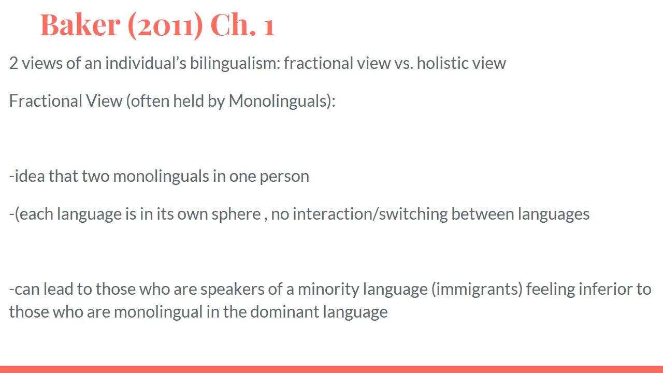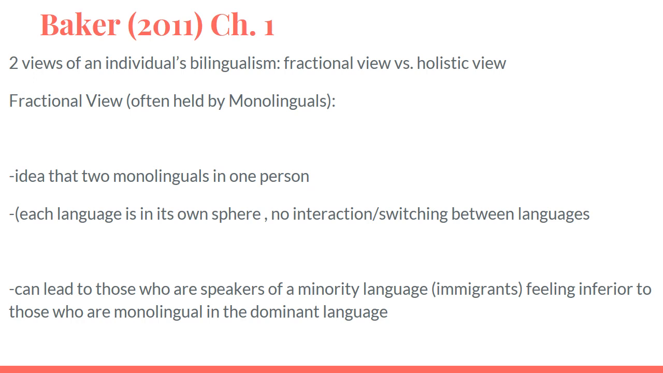The fractional view is the concept that within a person there are 2 separate spheres for each language. So within a bilingual person, you have, for example, a Spanish sphere and an English sphere. And those 2 spheres of a language do not interact. There's not any switching between languages. Each language has a defined context, and it's only used in that situation.